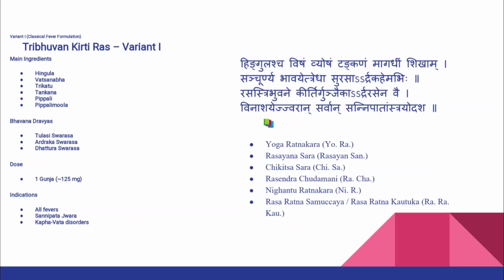Here the ingredients are Hingul, Visha, that is Vatsanabh, Vyosh means Trikatu, Marich, Shunthi, Pipali, also Tankan, Magadhi means Pipali and Shikha means Pipali Mul. Preparation method: all ingredients are powdered, then subjected to bhavana 3 times each with sursa, that is tulsi juice, adrak swaras and hema means dhattur juice. The dose is a pill of about 1 rati, that is 125 milligram, administered with fresh ginger juice. Indications: effective against all types of fevers, especially useful in Sannipat Jwar.